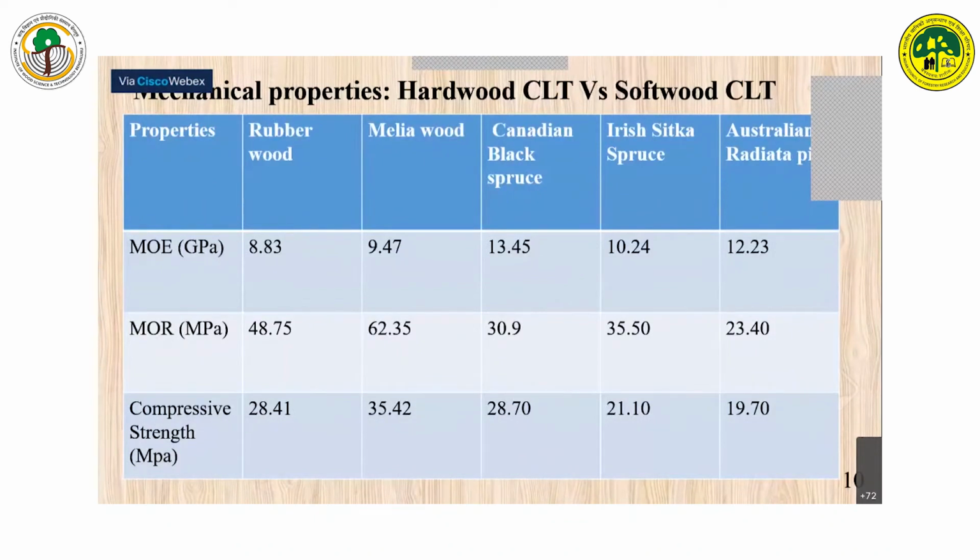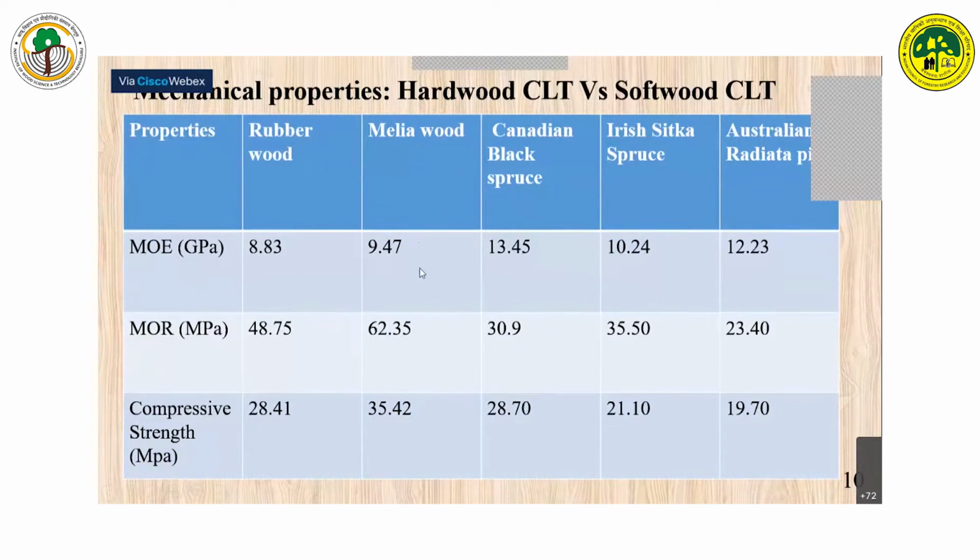Now, if we compare the properties of hardwood versus softwood, initially this technology was initiated in the European region, Switzerland and Germany. If we see, mostly the raw material they get from their forests is softwood. So this may be one of the driving factors why most of the studies have been performed on softwood species.